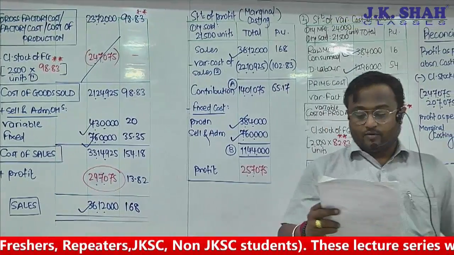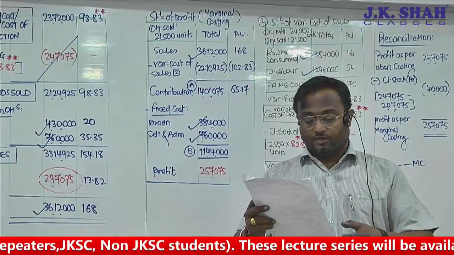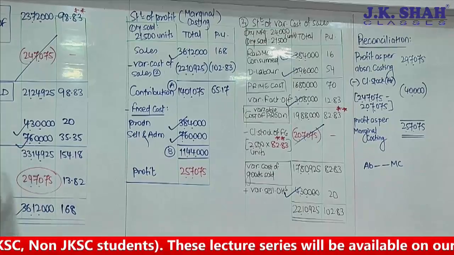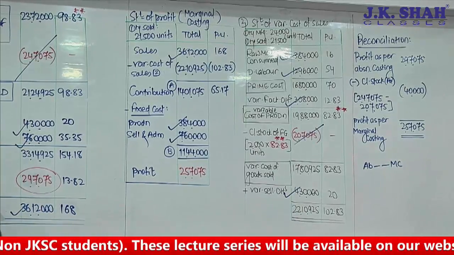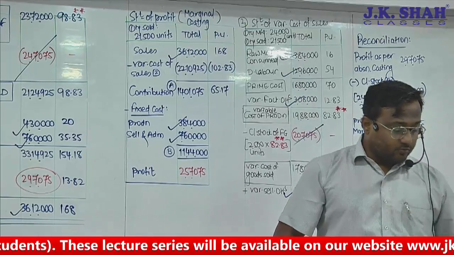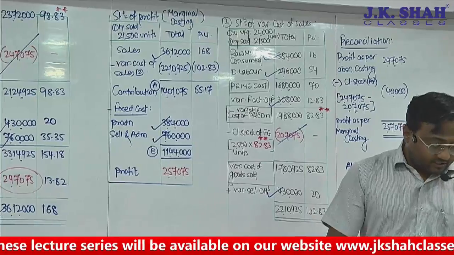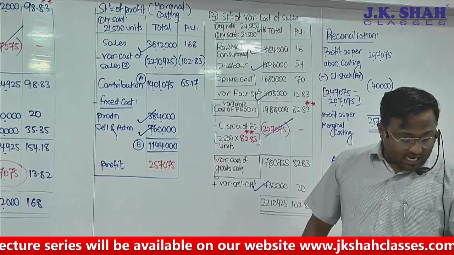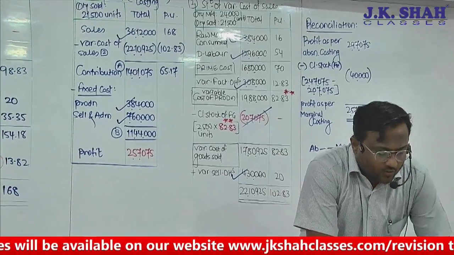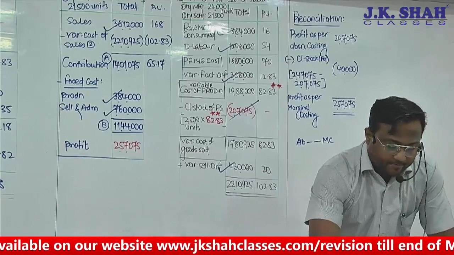So we discussed two more important concepts in last two questions. One was the key factor, and the second one was the basic difference between absorption costing and marginal costing. Now let's have a glance on the last question of marginal, which is again a calculation based. Question number 5.